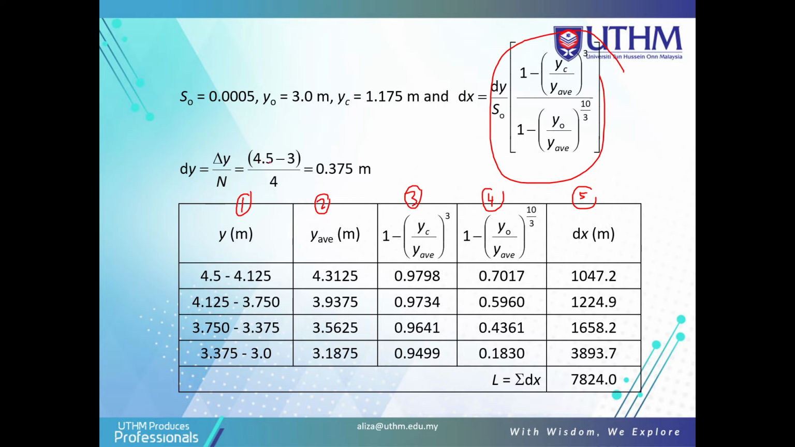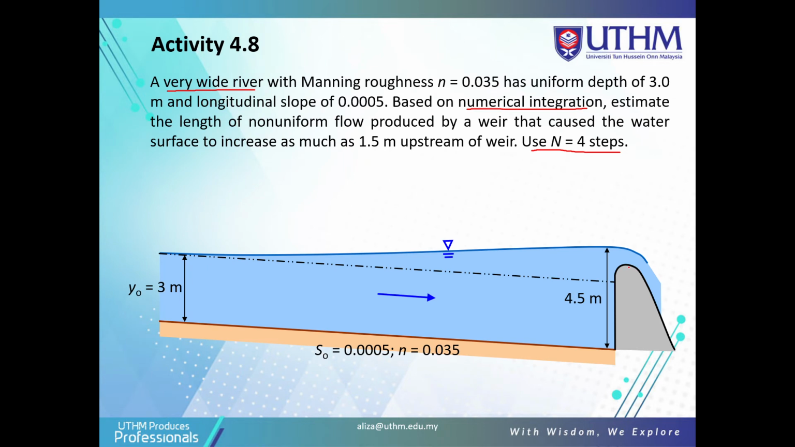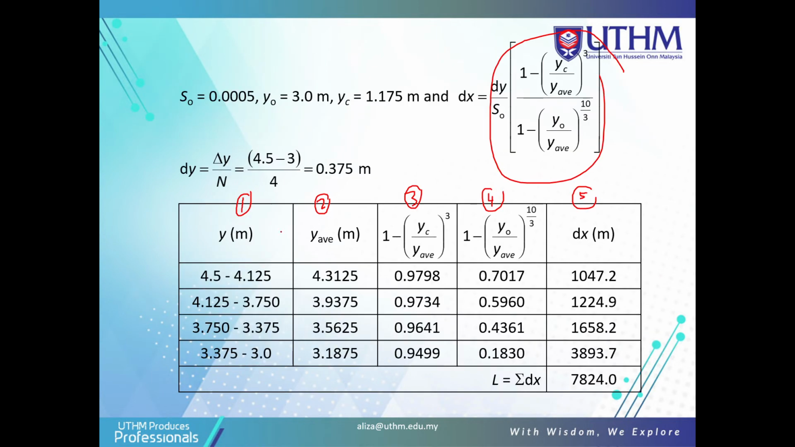We know that 4.5 is based on this one, the increase here. 4.5 minus 3 is the y naught here, and divide by n, n is given for 4 steps. Okay, so you get 0.375. So 0.375, you must use the 4.5 minus 0.375, so you get this value. Then using this value minus 0.375, you get this value.